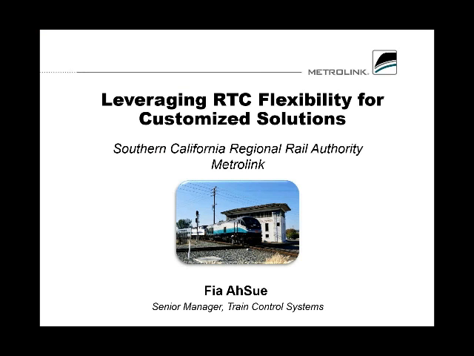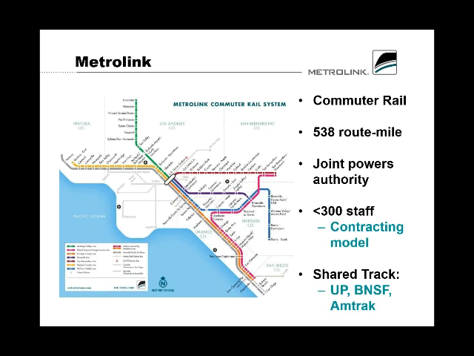I'll just dive right in. So Metrolink, we are a commuter rail agency. We operate over 538 route miles. We're a JPA, a Joint Powers Authority, so we're a public agency. And we report to county transit agencies throughout Southern California.